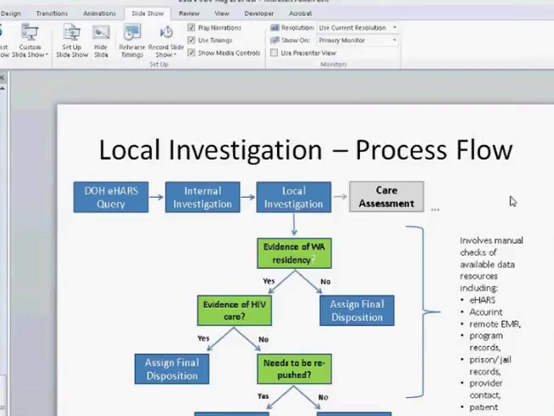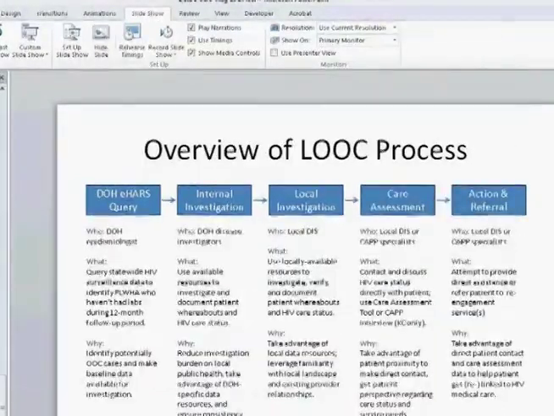So, David, this is Ann again in Virginia. One of the things that we're still trying to figure out here is who's all going to do our follow-up for loss to care. It sounds like your DIS are doing most of it there, but we have fairly limited DIS, and we're working to try to get some resources to hire DIS who are mainly going to be focused on loss to care.